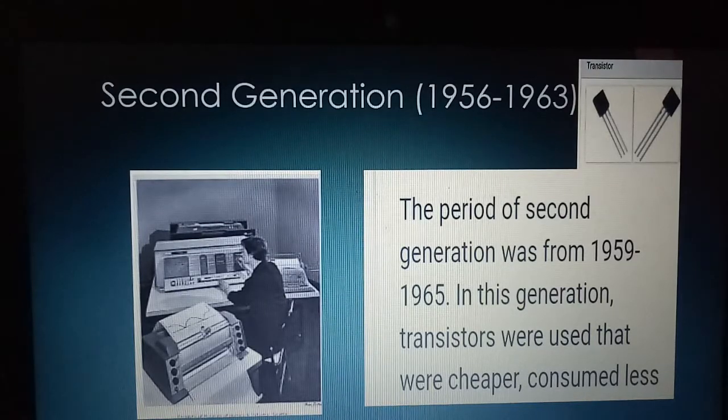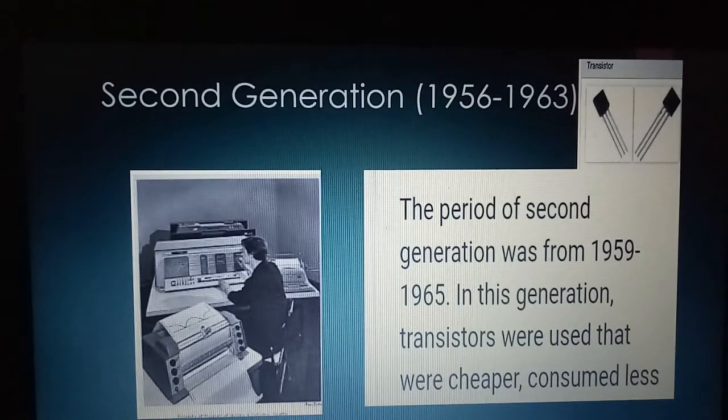But what are the characteristics of this one? About 1 lakh circuits per square foot. Smaller in size than the first generation computer, faster than the first generation computer, less expensive. So you can see the changes. The size was reducing and the speed was increasing. Examples: IBM 1400 series and 1600 series.